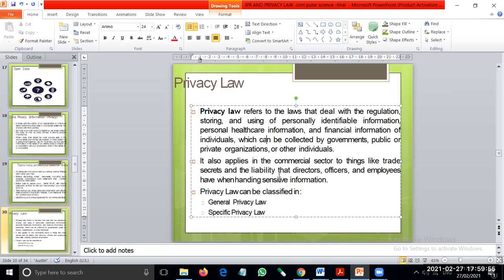Personal healthcare information and financial information of individuals can be collected by governments, public or private organizations. It also applies in the commercial sector to things like trade secrets and the liability that directors, officers and employees have when handling sensitive information. Privacy law can be classified दो तरीके से होती है, एक जनरलाइज में और एक स्पेशल में.